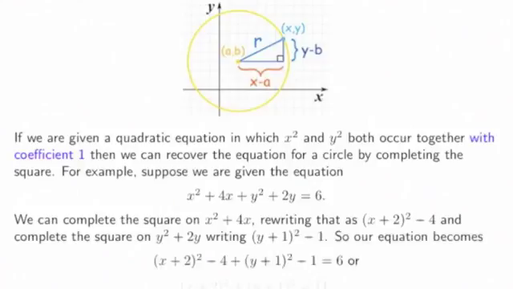And so our equation becomes, replacing x squared plus 4x by (x plus 2) squared minus 4, and y squared plus 2y by (y plus 1) squared minus 1, we get (x plus 2) squared minus 4 plus (y plus 1) all squared minus 1 is 6, or, moving constants to the right side, the quantity (x plus 2) squared plus the quantity (y plus 1) squared is 11. If we go back to our standard equation for the circle, we'll notice that this is an equation for a circle with center (minus 2, minus 1) and radius the square root of 11.